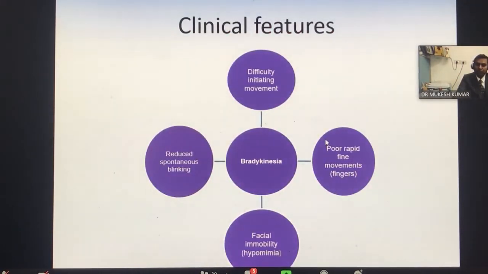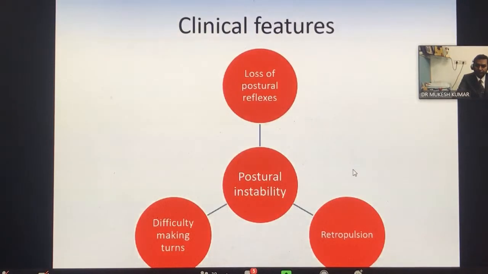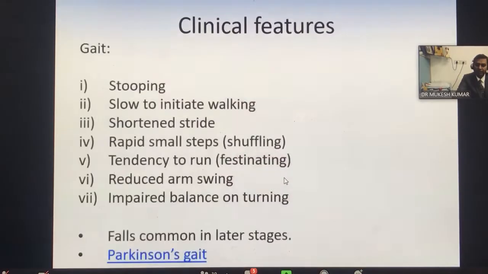So the clinical features: bradykinesia, which is slowness, in the form of difficulty in initiating movements, reduced blinking, poor rapid fine movement, and facial immobility. Among them, the other component is the fourth component, which is tremor, rigidity, akinesia, and postural instability. Particularly, the loss of postural reflex, difficulty making turns, and retropulsion. And then the patient tries to run forward to catch the center of gravity.